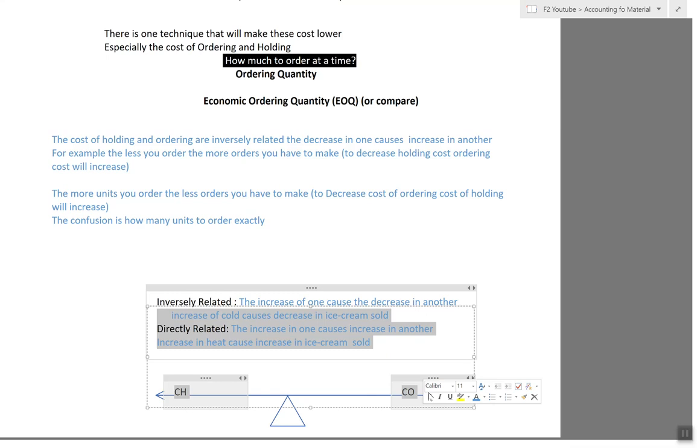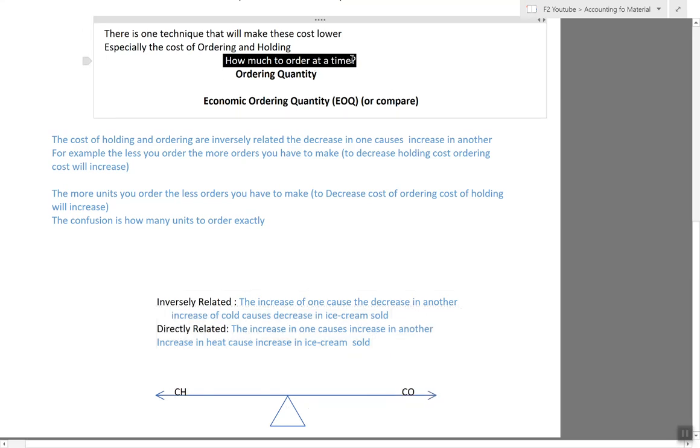So the question that economic order quantity answers is how much to order at a time. If you want to buy quantities at a time, how many units should we buy at a time? Hence economic order quantity. So it answers the question of order quantity. There is a formula for it.